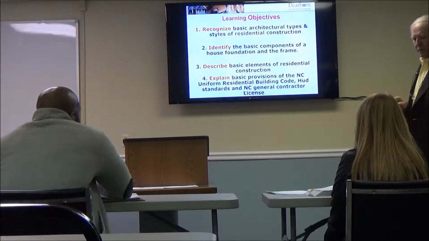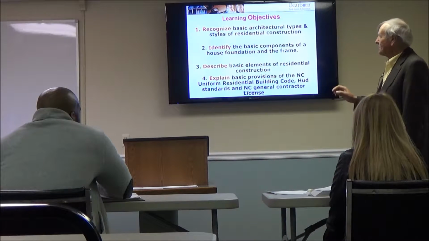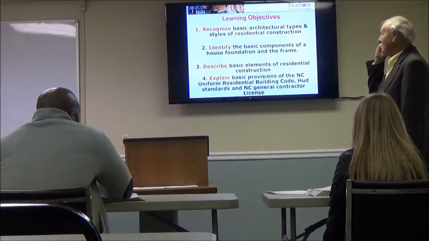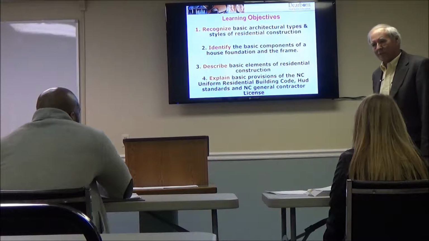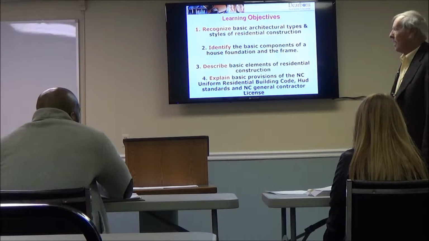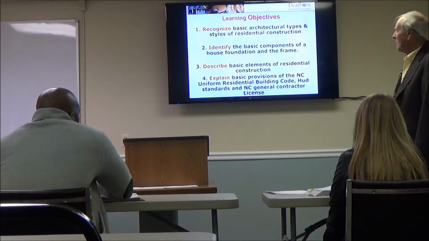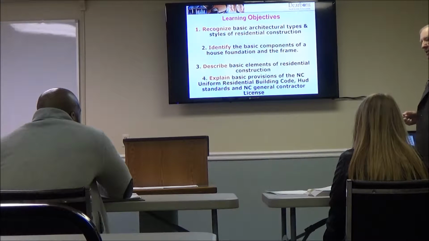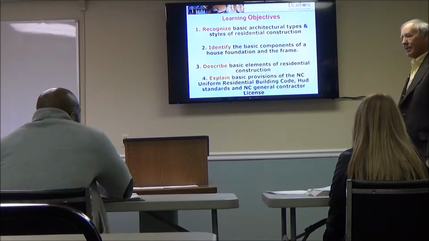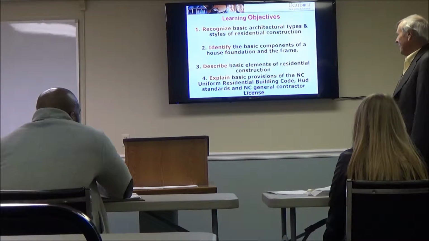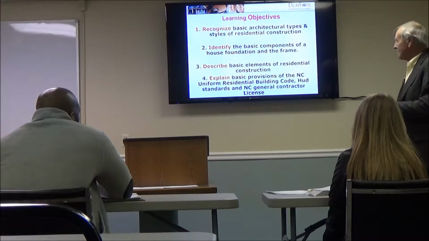In this chapter, once you have read the chapter and we've finished discussing it, the learning objectives are that you should be able to recognize the basic architectural types and styles of residential construction that we have here in North Carolina. Identify the basic components of a house foundation and the frame. Describe the basic elements of residential construction, the very basic elements, and that's broken down in your books. We're going to see that here in a few minutes. Explain the basic provisions of the North Carolina Uniform Residential Building Code, HUD standards, and North Carolina General Contractor License.